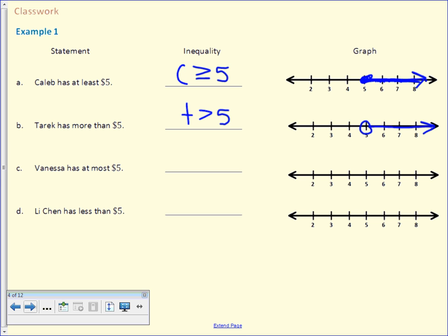Vanessa has at most $5. Could she have 5? Yes, she could. Could she have 4? Yes. 3? Yes. So she has less than or equal to 5. Because it could equal 5, we use a closed circle and anything less than that.